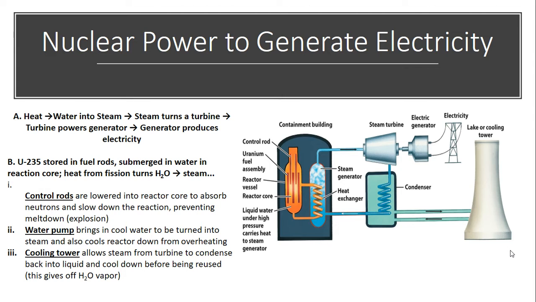Some other important pieces in maintaining this nuclear power plant and ensuring that it does not explode are things like the control rods. These are lowered into the reactor core to absorb any excess neutrons and slow down the reaction to prevent any type of meltdown or explosion. Water pumps bring in cool water to be turned into steam and cool the reactor down from overheating. And the cooling tower that you usually see on the outside of nuclear power plants is what allows the steam from the turbine to recondense back into liquid, cool down, and then be reused for the process to start all over again.